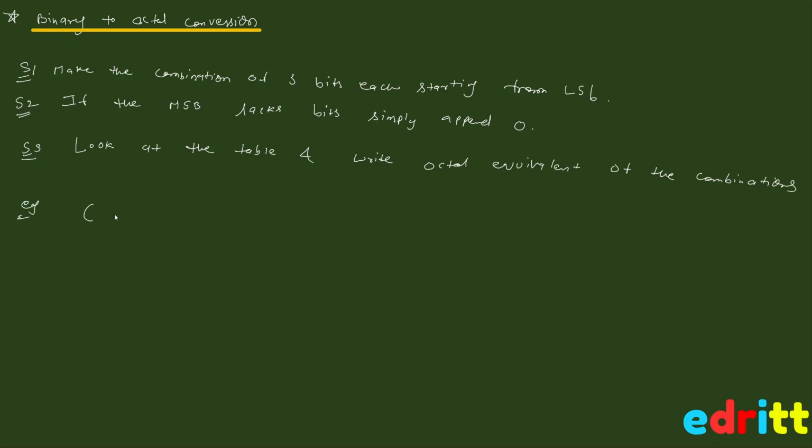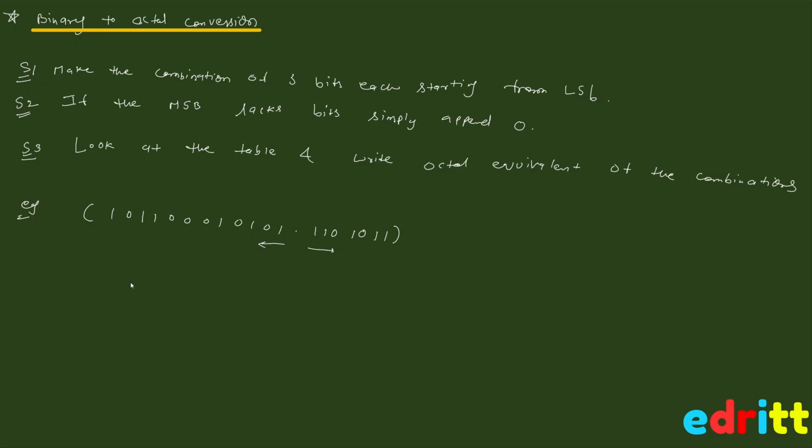I'll take a random binary number, which is 101100010101.110101, 1011. Now let's try to convert this binary number to an octal number. We'll first move to step one, which is to make combinations of 3 bits starting from the LSB. So we'll move in this direction.